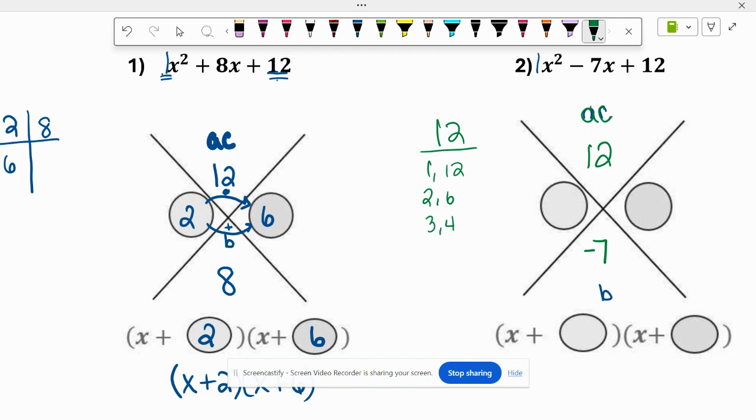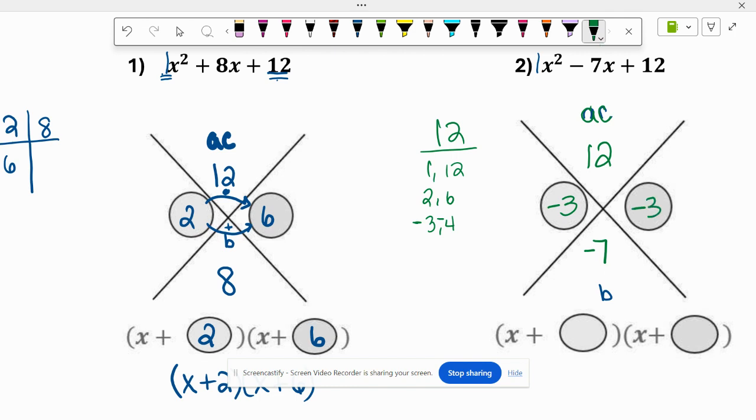Do we see anything that adds up to a +7? 3 and 4. So what if I use -3 and -4? Does a -3 times a -4 give me a +12? It does. So your factors are actually going to both be negative.